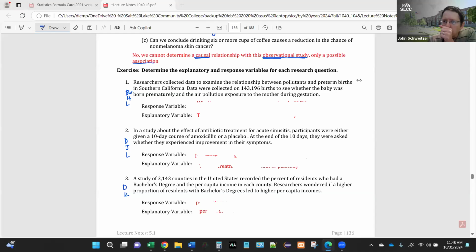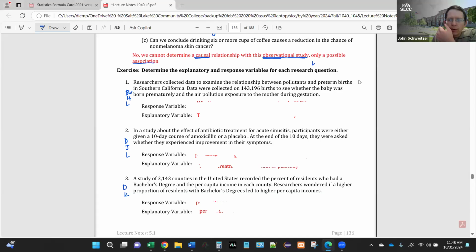So let's see. So Brock and Devin have some here. So the response is, oh, okay, let's see. Devin's doing a different one. Okay, so Brock, preterm explanatory pollutants. Yep, good. So there's 2 variables. There are the births, the preterm births.